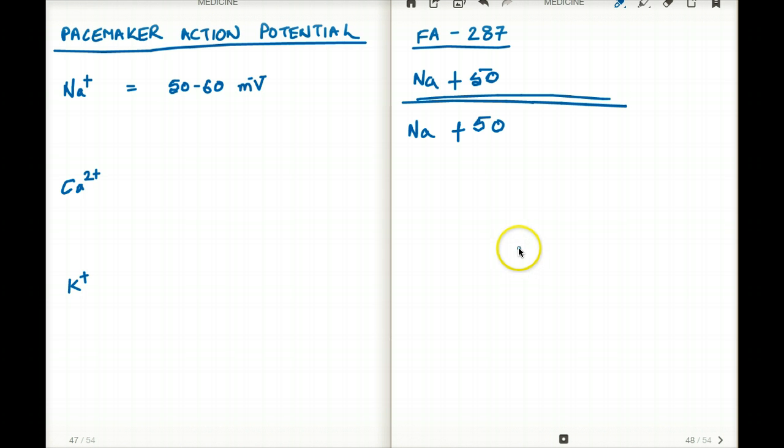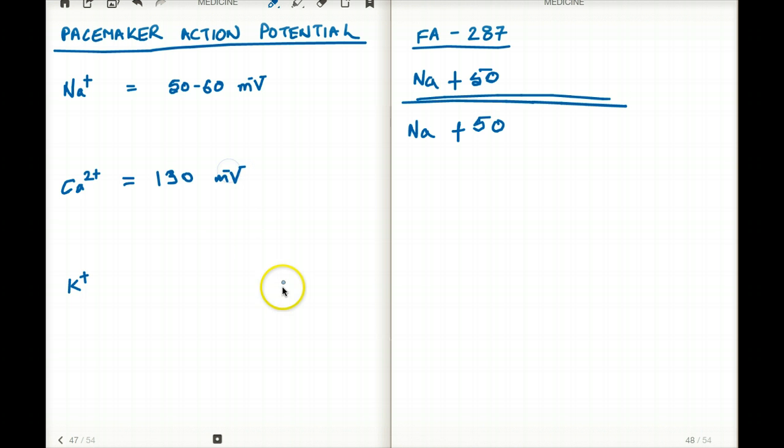It's something that we can't logically come up with. This is something we have to remember: the positive equilibrium membrane potential of sodium. Every ion has its own membrane potential and it's different for every ion. For calcium, it's about 130 millivolts. Again, it's also a positive number, but much higher than sodium. But what about potassium? For potassium, the membrane potential is about negative 90 millivolts.